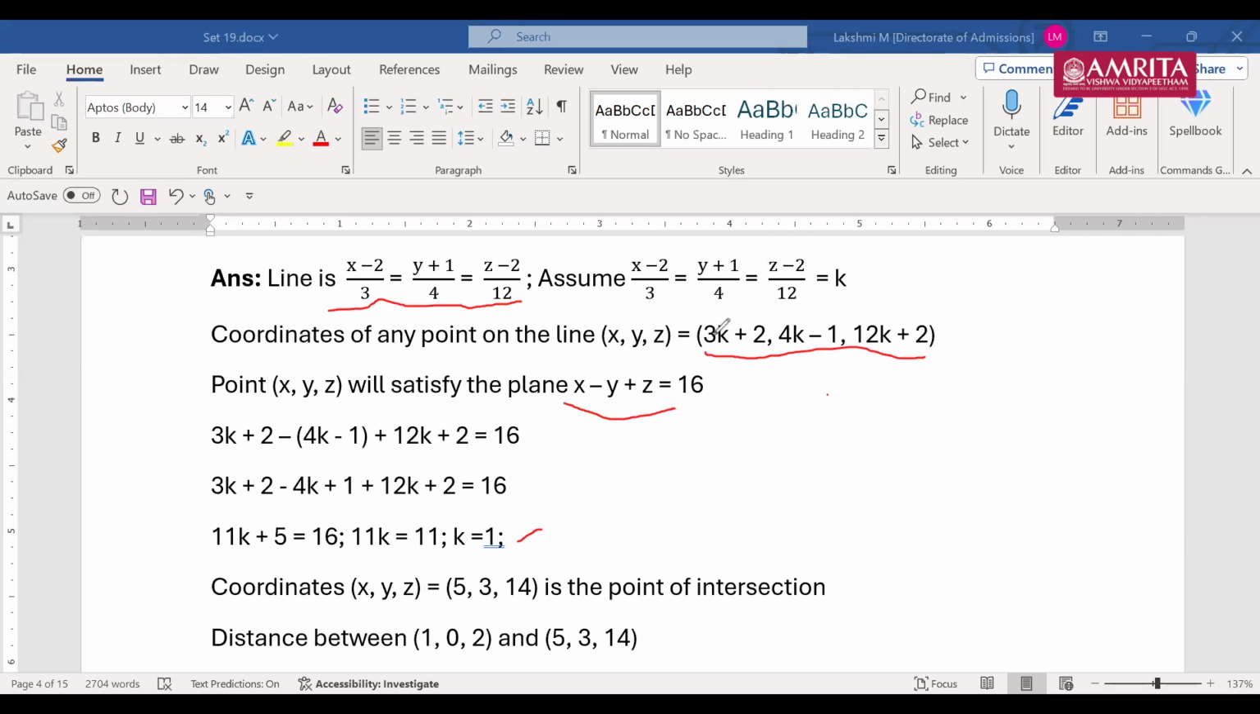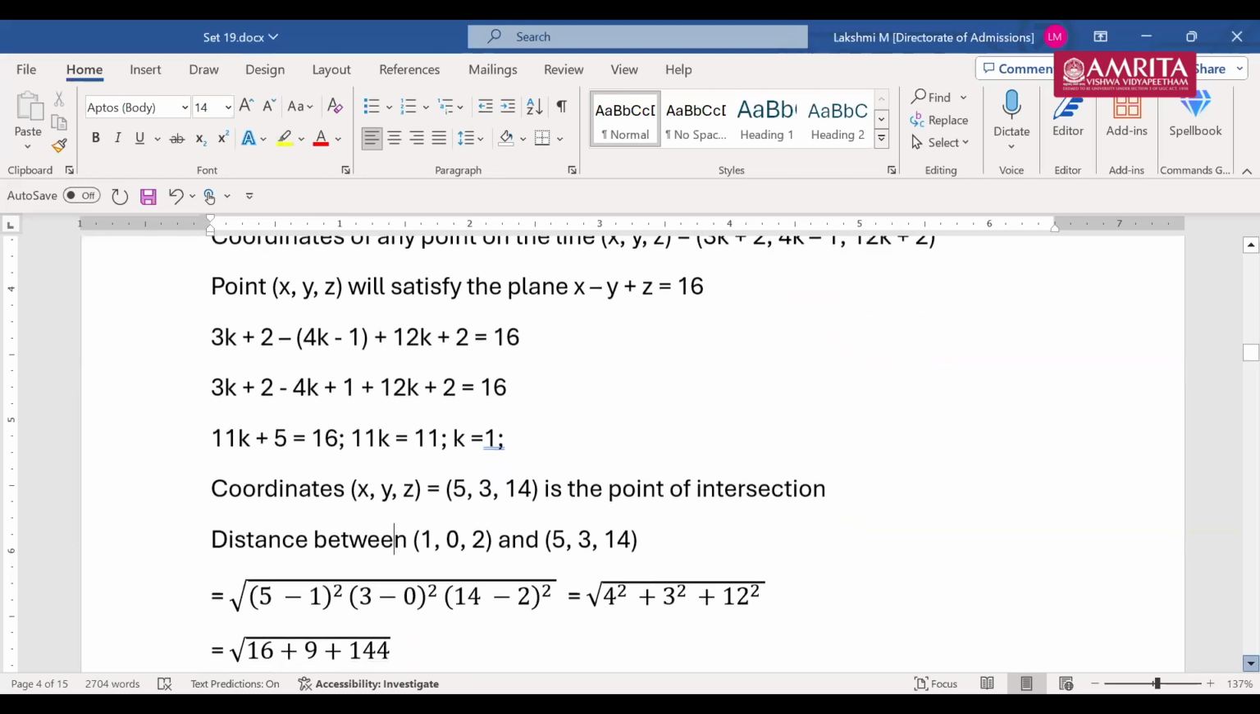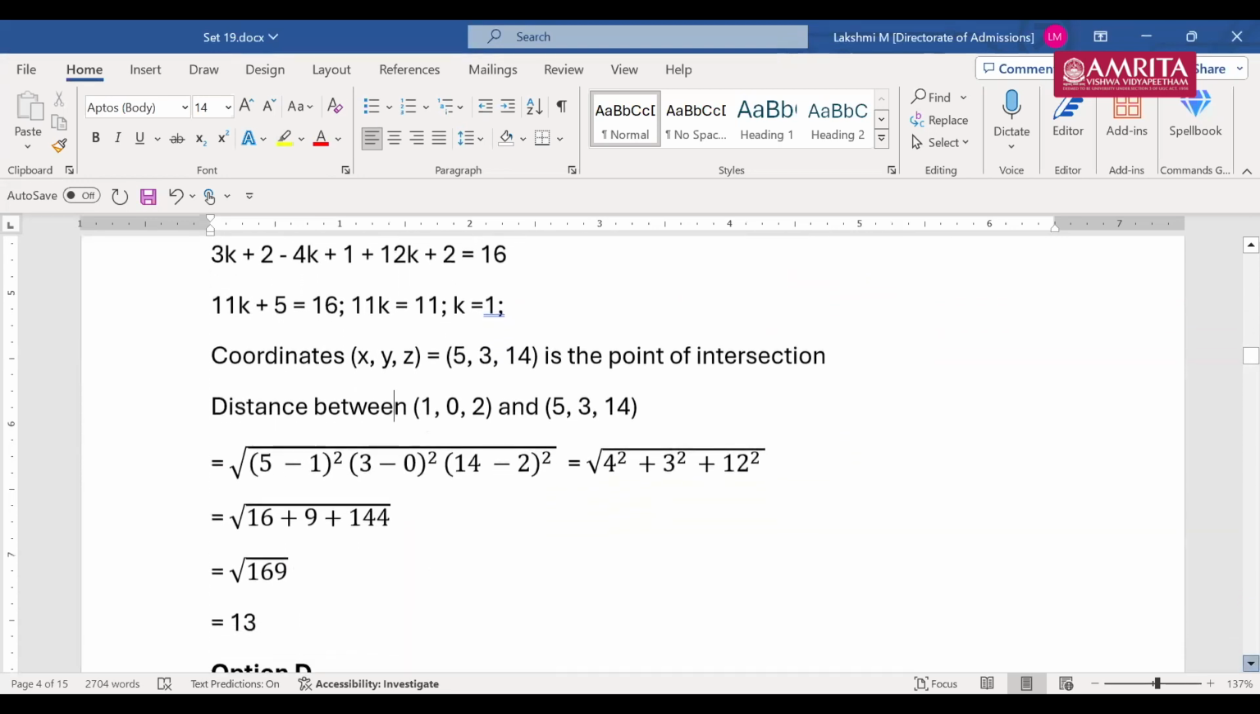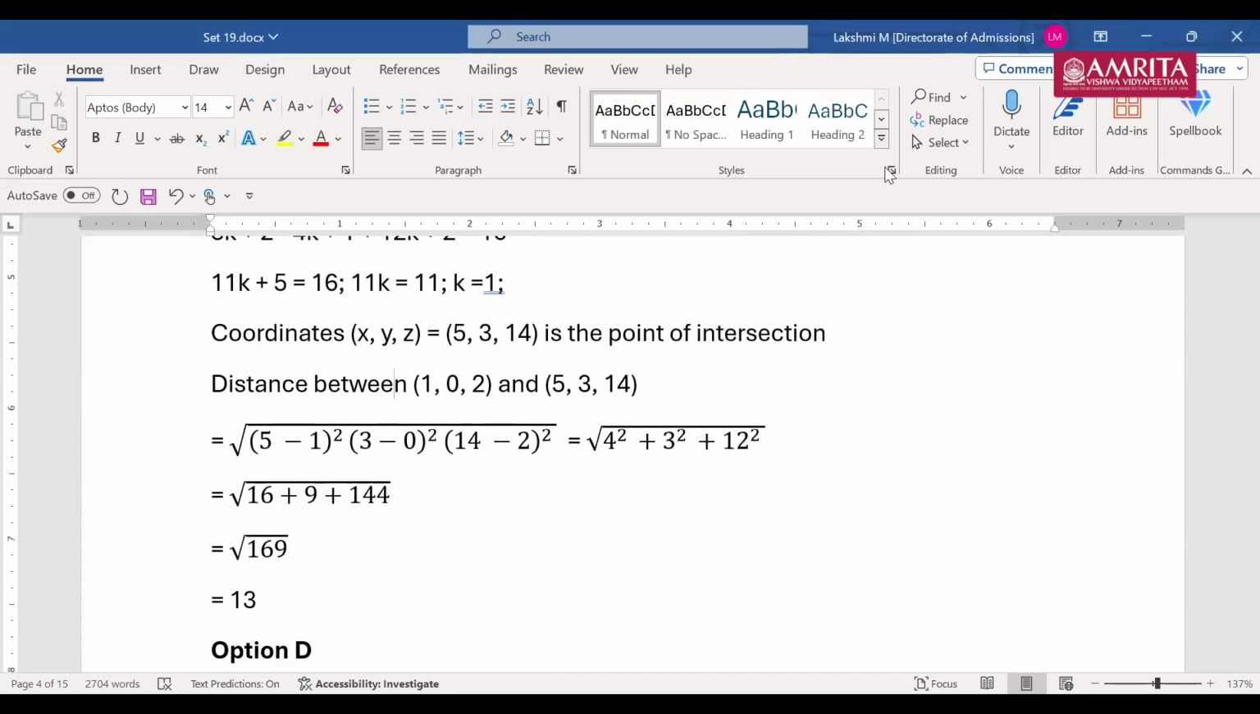So if k equal to 1, this is 5, this is 3 because 4 minus 1 is 3, and 12 into 1 plus 2 is 14. So you got the point of intersection of the line and the plane: 5, 3, 14. What is the point that's given in the question, in order to find the distance? The point given in the question is 1, 0, 2. So you can simply use the distance formula: 5 minus 1 the whole square plus 3 minus 0 the whole square plus 14 minus 2 the whole square.